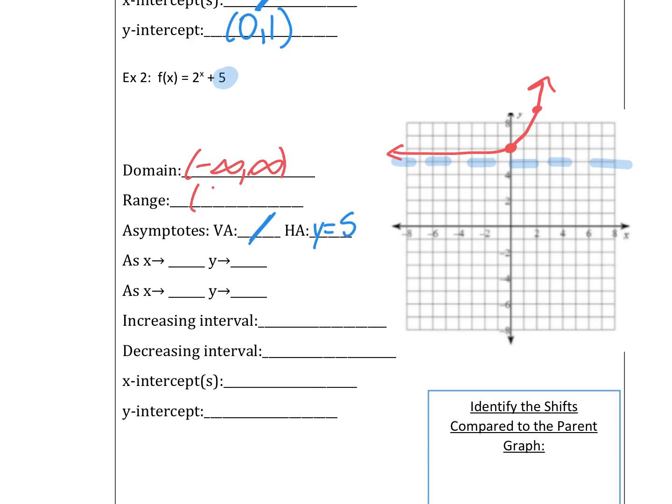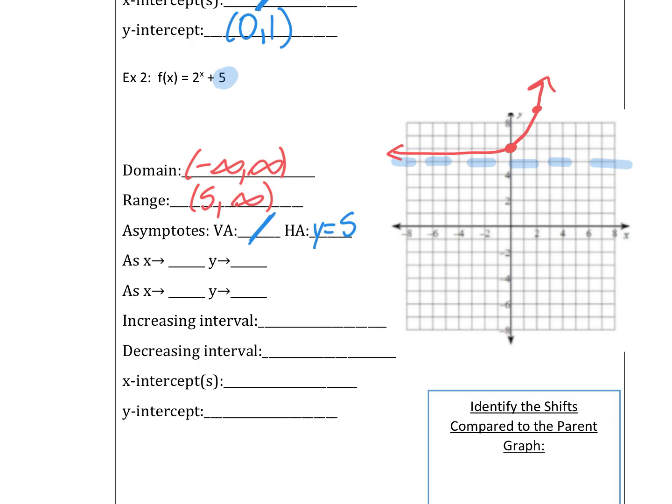It sure would. 5 to what? Positive infinity. Good. This is starting at 5 at that asymptote line. It's going up forever, okay? It cannot equal 5 though, so make sure you put a parenthesis on the 5.